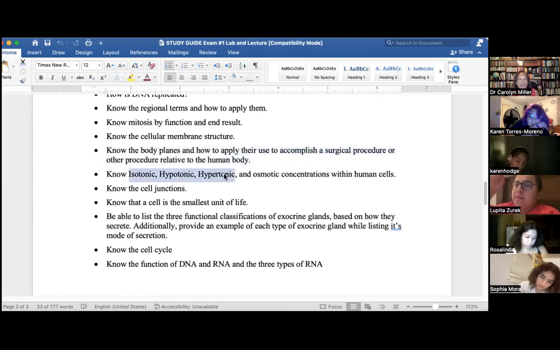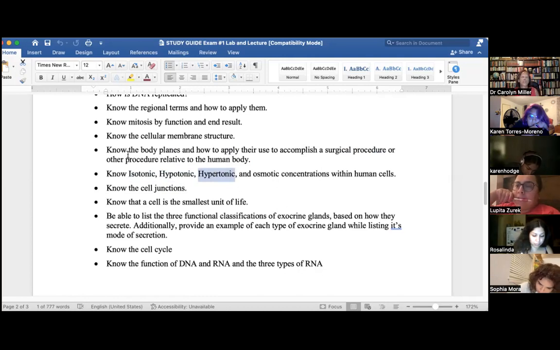Isotonic, hypotonic, and hypertonic for osmotic concentrations. I'll show you that when we get to the lab, and we'll finish chapter 3 tomorrow. Isotonic is the same, which is 0.9% sodium chloride. Hypo is low. My example there is distilled water and the cells rupture. Hyper is more. My example there is anything greater than 0.9. I usually go 10% sodium chloride, but 5% would be hypertonic.